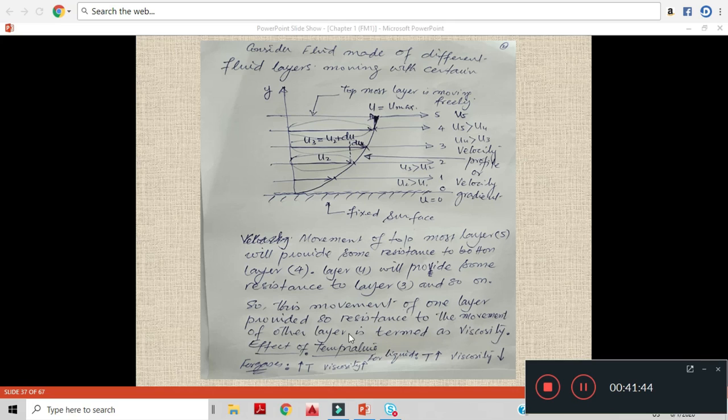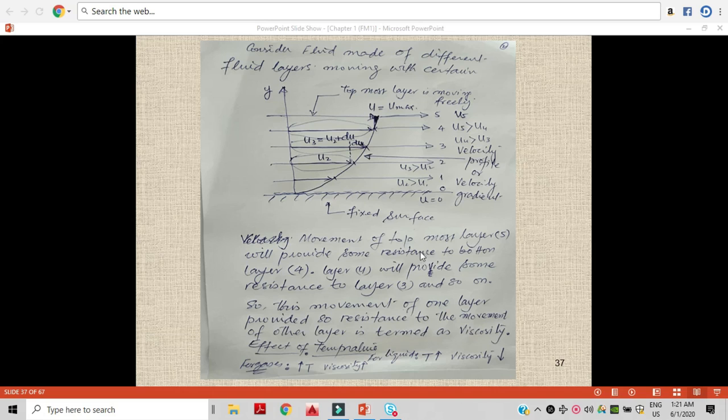So this movement of the topmost layer 5 will provide some resistance to the bottom layer. Layer number 4 will provide some resistance to layer number 3, and so on. In this way we can say that this movement of one layer providing resistance to the movement of another layer is termed as viscosity.